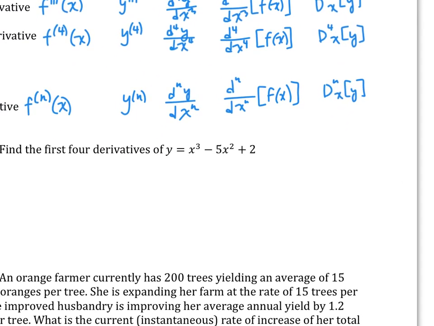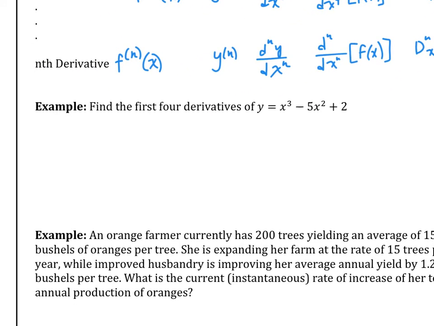So let's go ahead and look at one question. Find the first 4 derivatives of y. First derivative, use the power rule: 3x squared minus 10x. Second derivative, do the derivative of the first one: 6x minus 10. Third derivative, it's going to be 6. And then the fourth derivative is 0.